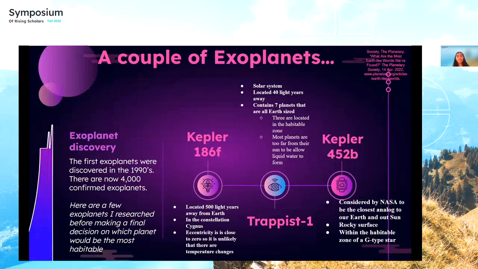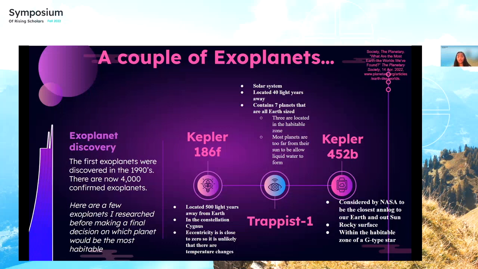Before choosing Kepler 452b as the planet most suitable for a second Earth, I had to research multiple other planets. Two of the other main ones were Kepler 186f and TRAPPIST-1, which is a solar system. Kepler 186f is located 500 light years away from Earth, in the constellation Cygnus, and its eccentricity is very close to 0. So it's pretty unlikely that there are temperature changes there.